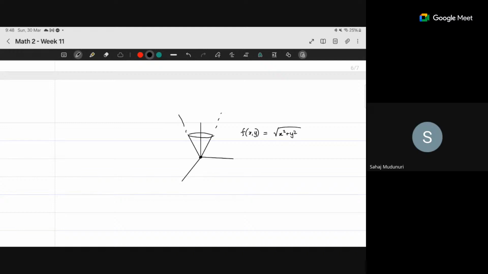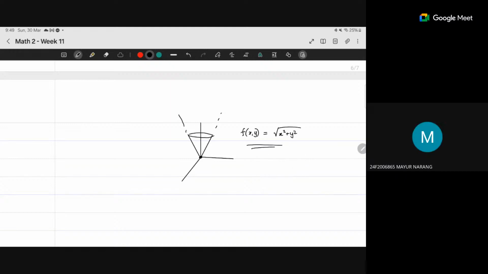And when you actually do the computations, you will see that when you try to calculate derivatives, you will have 1 by square root of x square plus y square times something. So this times 2x. The partial derivatives will have this 1 by square root of x square plus y square, which will cause problems only at the origin. I'm not giving you all of the details, but you can work them out.